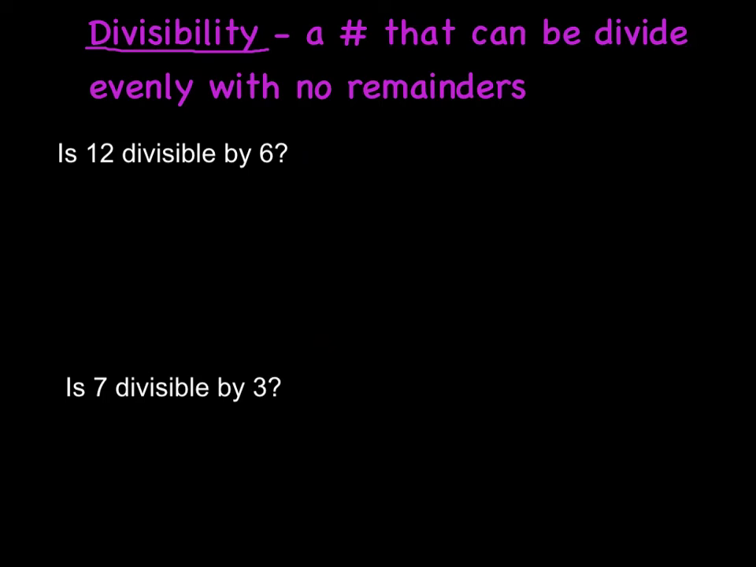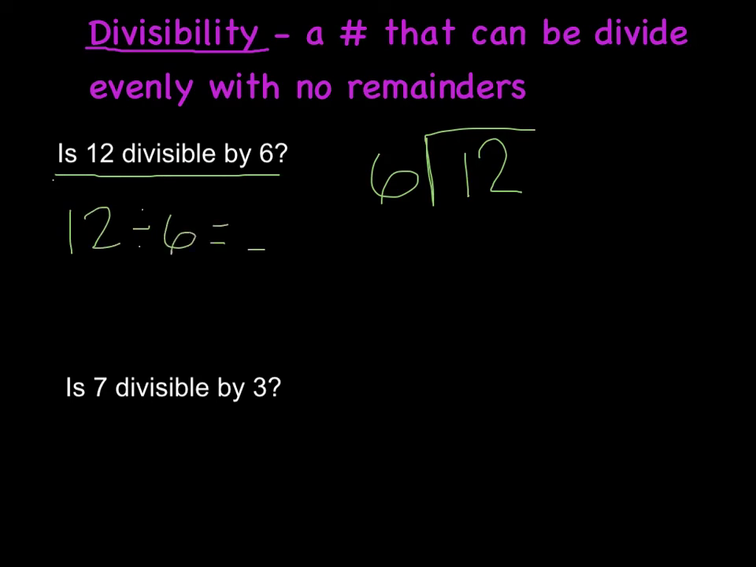Now we're going to learn about divisibility. Divisibility means that a number can be divided evenly with no remainders. So let's look at the number 12. Is 12 divisible by 6? Let's take 12 and we can write 12 divided by 6. If you divide 6 into 12, you know that there is a number times 6 that will give you 12. 6 times 2 is 12. So 2 times 6 gives you 12, and there is 0 remainder. So 12 divided by 6 is 2.